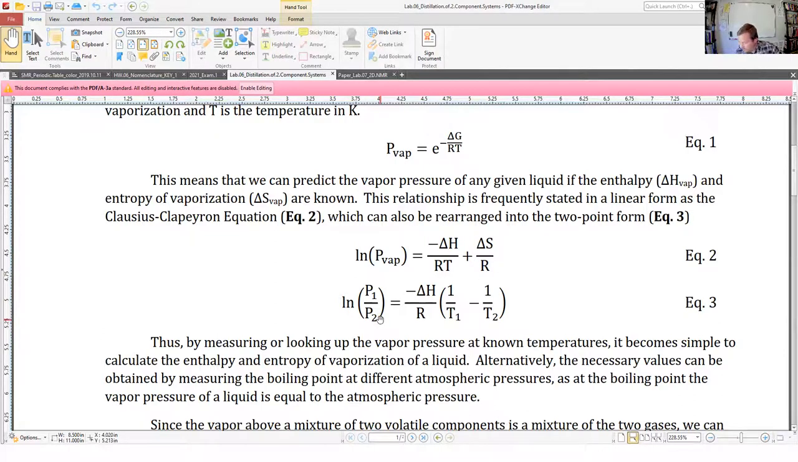So this is the two-point form, also called the point-slope form as well, if you remember your algebra. Basically, if you have two data points, that's enough to figure out what the slope of a line is. Any two data points you can plug in and just use basic linear algebra to figure out the slope of a line. So that's what equation three is doing: if you know two different vapor pressures at two different temperatures, you can calculate delta H. And if you can calculate delta H, you can plug it in for equation two and you can find delta S.